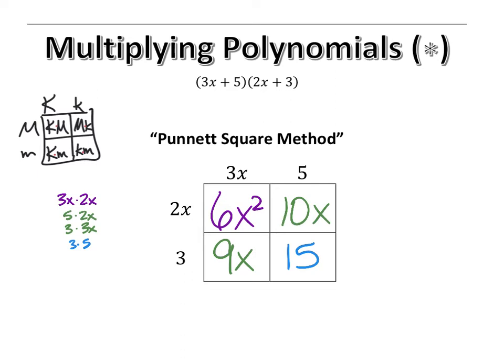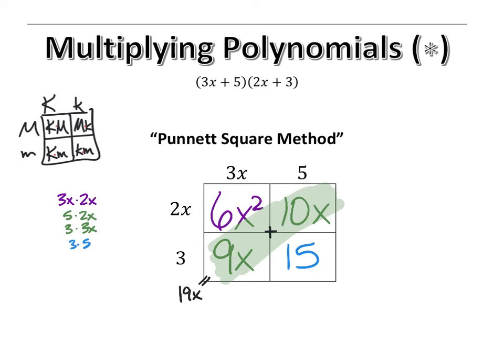Great, we have essentially crossed our binomials, crossed our alleles here. And what do you notice about what's going on right here on my diagonal? Yeah, hopefully you notice that these are like terms. And when I have like terms, I can add them together. 9x plus 10x is 19x.